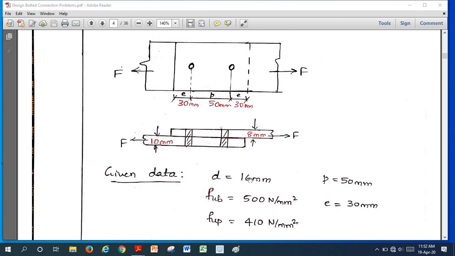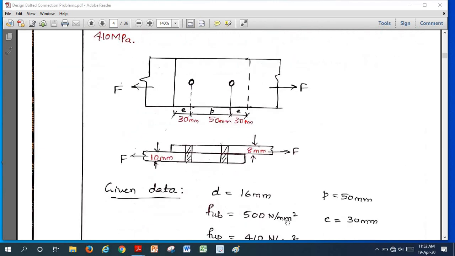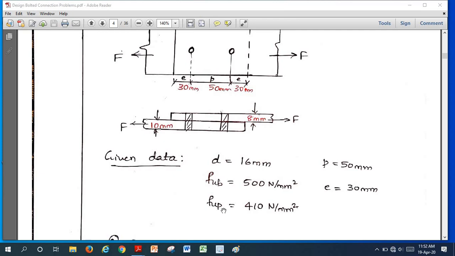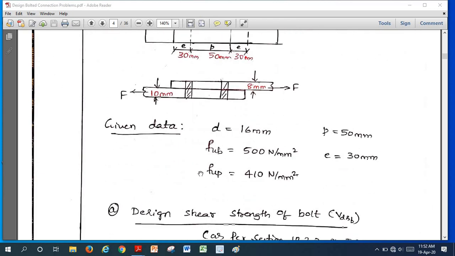The given data here is an M16 bolt. M stands for metric, 16 stands for the diameter of the bolt in millimeters. Therefore d is 16 millimeter. Pitch is given as 50 millimeter. fub, the ultimate tensile strength of the bolt, since it is property class 5.6, we should take 500 Newton per millimeter square. End distance is 30 millimeter. The ultimate strength of the plate they have given is 410 MPa, that is 410 Newton per millimeter square.